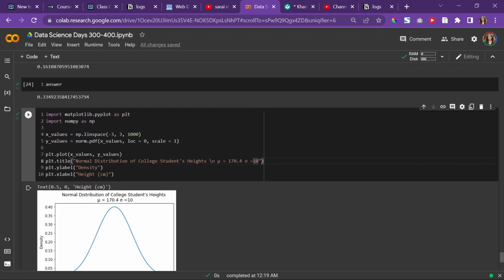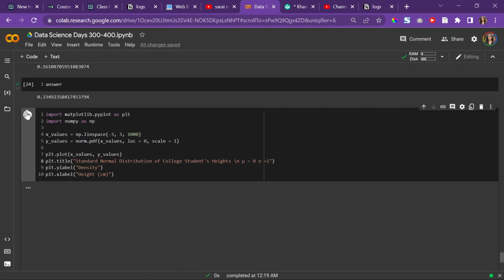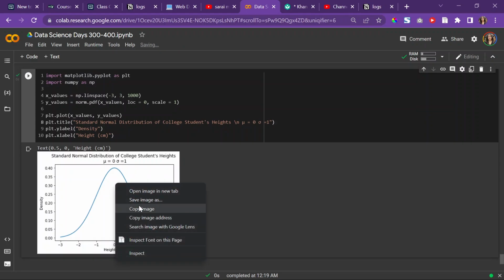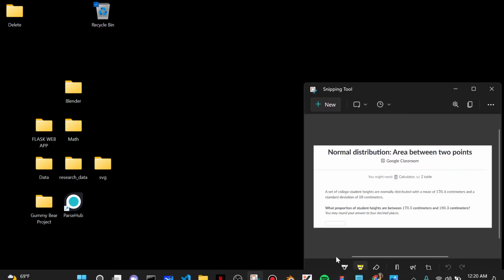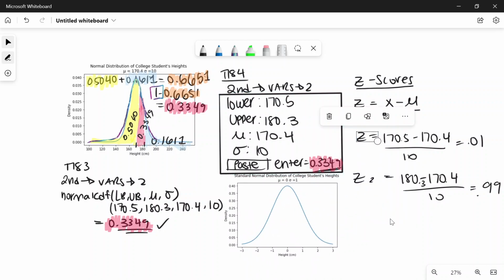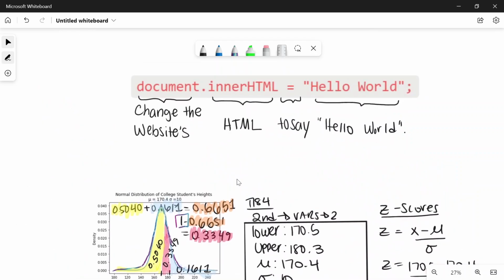I would have to change this also, so it's relative. So this would be the standard normal distribution. It's not specifically of college students' heights because this is the standard normal distribution of anything. But I just converted it. So this is basically the graph now. So let me go back to my whiteboard and paste that in there. So the graph essentially looks like this.